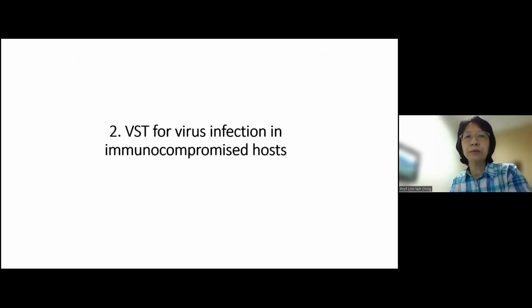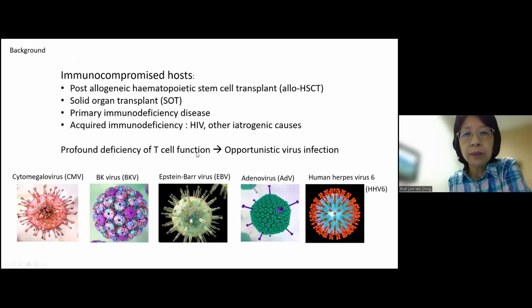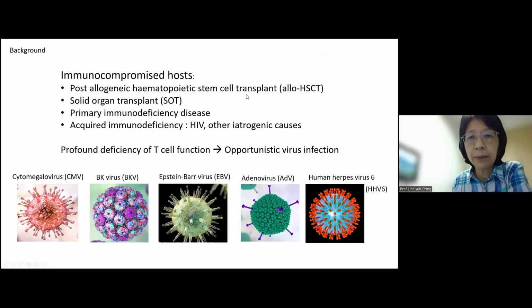So now let's move on to VST for virus infection in immunocompromised hosts. So while EBV T cell was studied for EBV-related malignancies, another application that was explored for virus-specific T cells is in the treatment of opportunistic virus infection in immunocompromised hosts. So to date, the most widely studied patient population is that after allogeneic stem cell transplant.